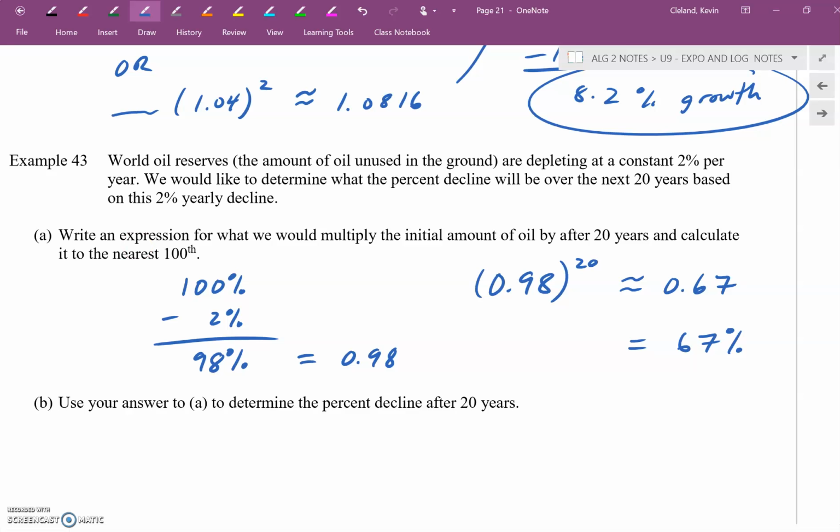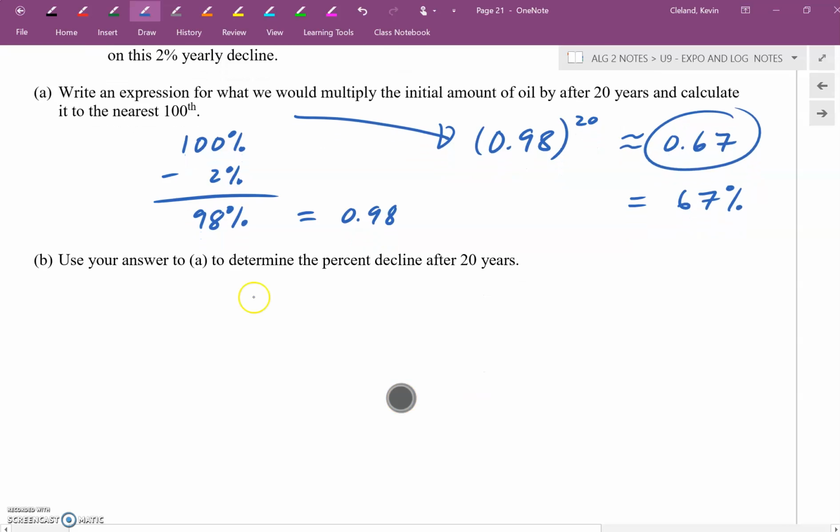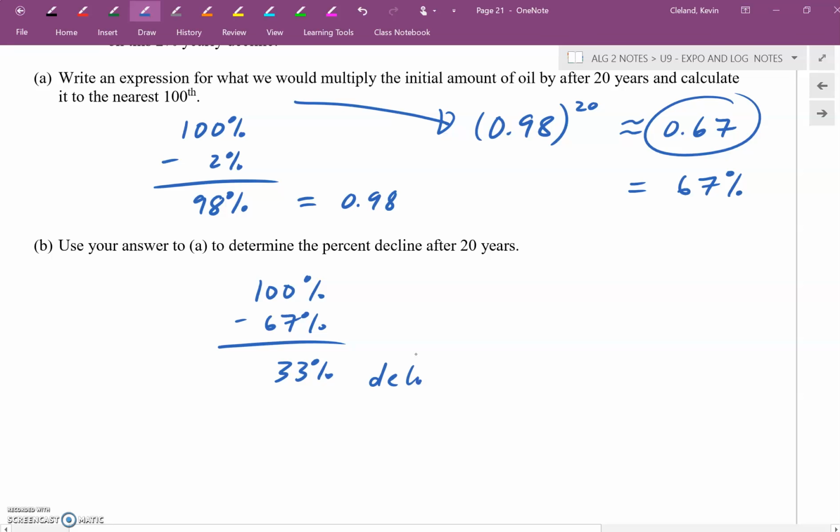Write the expression, and then calculate it to the nearest 100th, so that would be here. Let's see, use your answer, A, to determine the percent decline after 20 years. Okay, so that's not the percent decline, that's the amount that we have. We have 67% of the oil that we had 20 years ago now. So let's subtract 67% from 100 and get a 33% decline in oil.